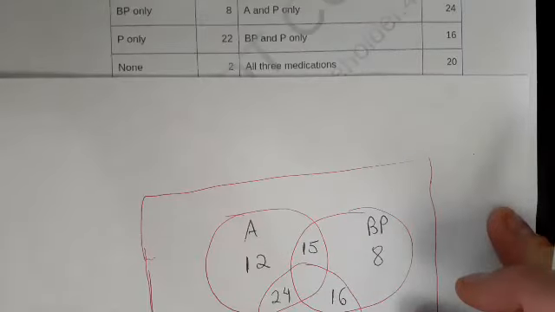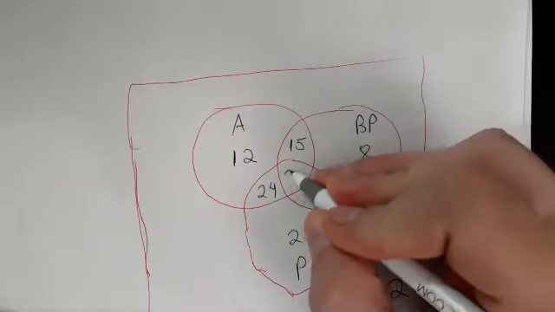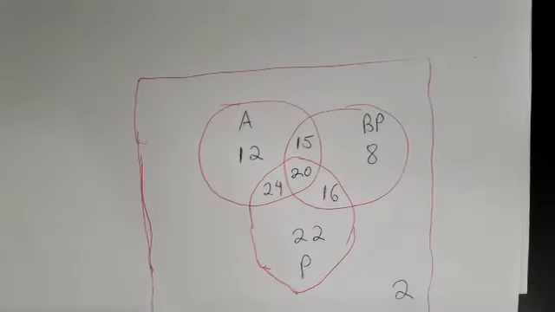And the last one, all 3 medications are 20. You could probably figure out where this number goes. There's only one other spot left there. That is the one where they are taking all 3 of them, in the middle of the overlap of all 3 of them. All right.